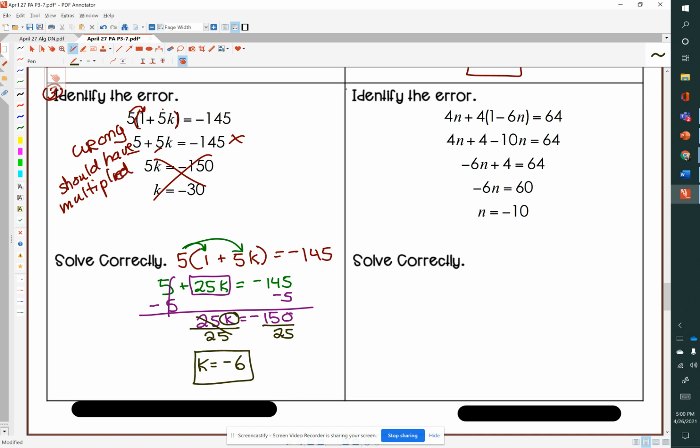And then our last problem, I'll call this problem number 4. Let's get some color back here. 4n plus 4 times the quantity of 1 minus 6n equals 64. So 4 times 1 is 4. That's correct. That's our 4 times 1. 4 times negative 6 is negative 24, and this is a problem. They did not multiply. They seem to be adding.